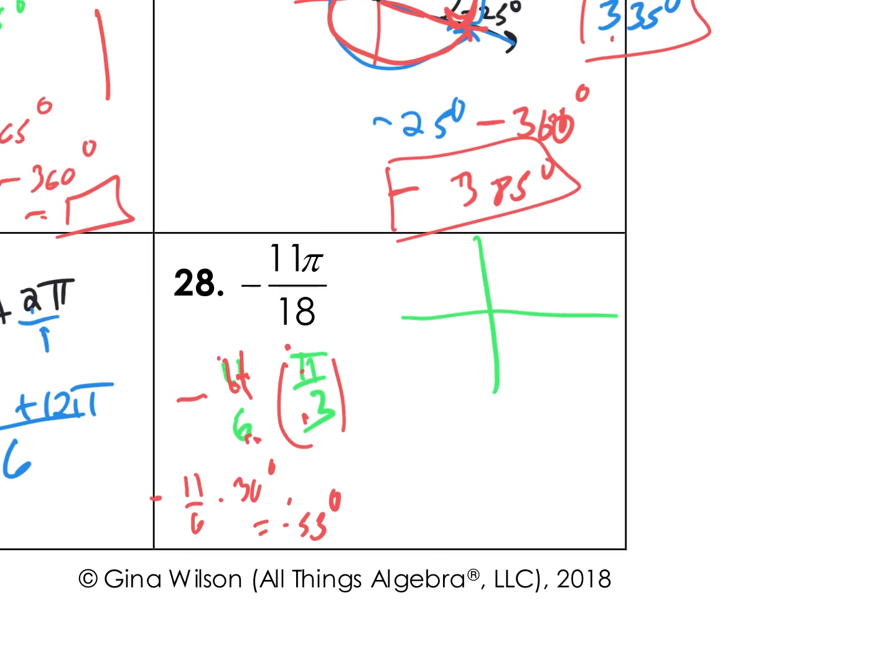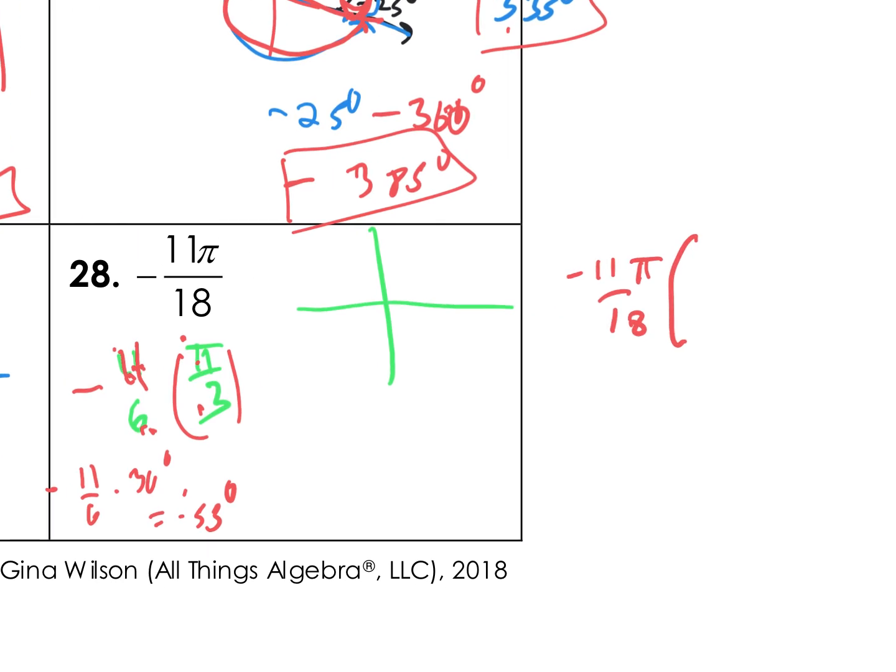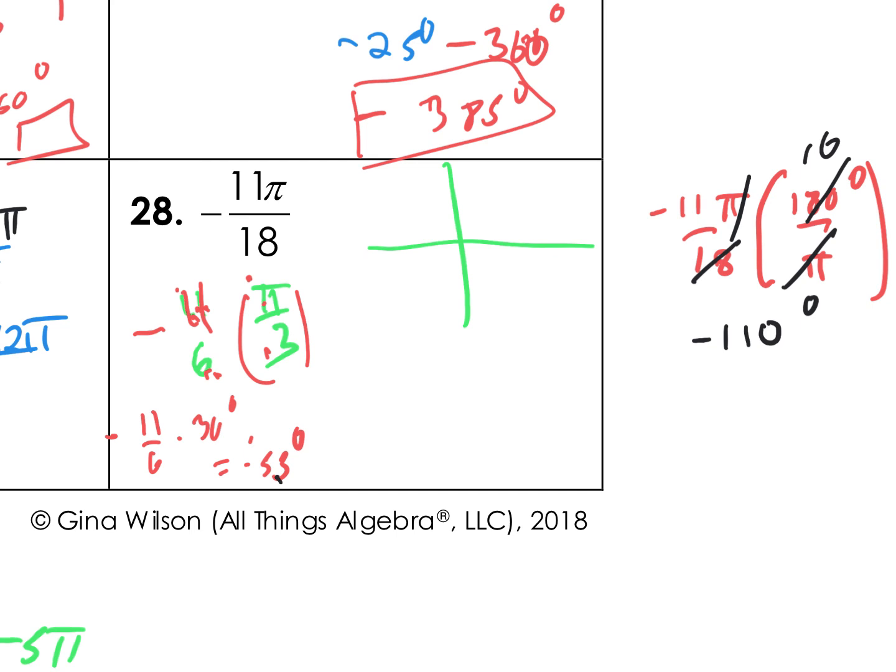Well, we don't have to. What did we learn earlier? Negative 11 pi over 18 is in radians. I want to turn it to degrees, so I'm going to multiply it by 180 degrees over pi. Let's see if I'm right. 18 goes into 180 10 times, and it doesn't look like I'm right. Negative 11 times 10 is a negative 110 degrees. Uh-oh, I lost something. I said a negative 55.